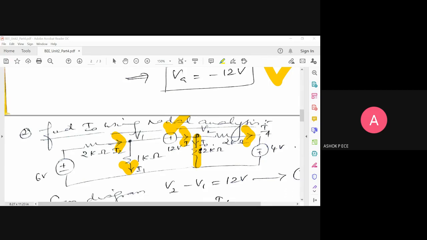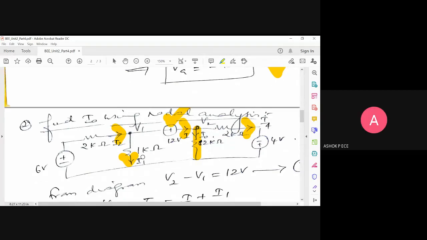Muthukumar, yes sir. I want the KCL equation at node V1. And remember, everywhere it is kilo ohm, right? So don't forget to multiply by 1000. 2 kilo ohm means you have to write it as 2000. If you forget that K, everywhere the answer will be wrong.